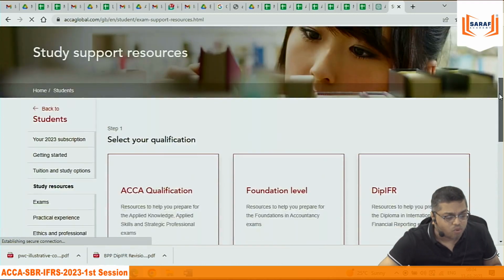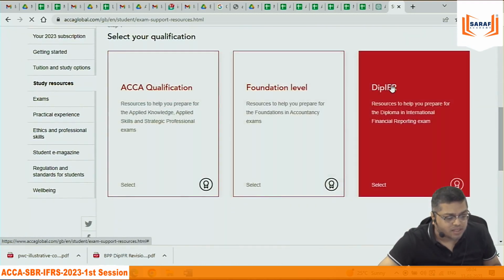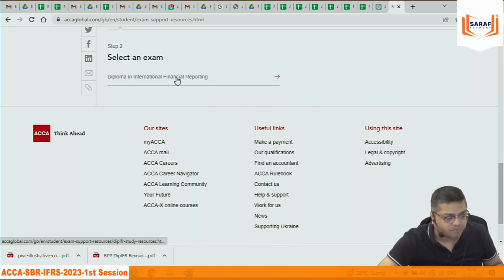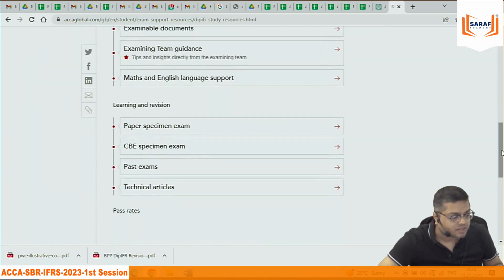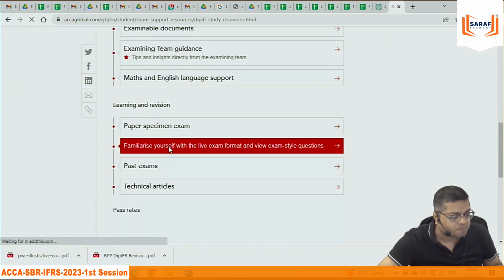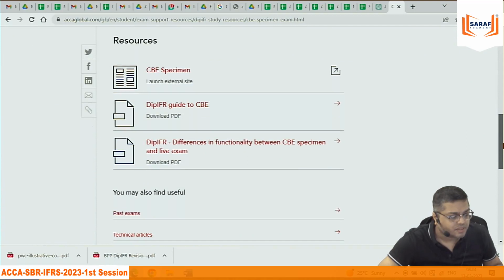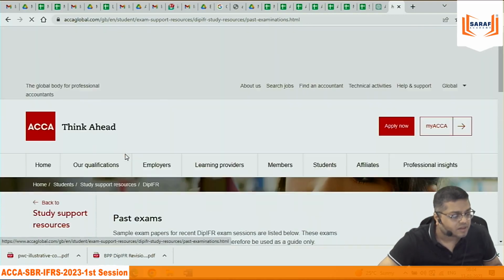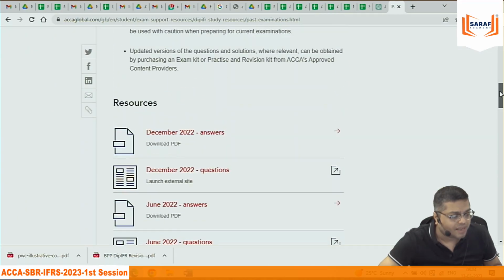Under study support resources, there is ACCA qualification, there is DipIFRS. Suppose first of all we go in DipIFRS. Now in case of DipIFRS, they are saying CB specimen exam, CB specimen exam past exams. All the past exams are there.